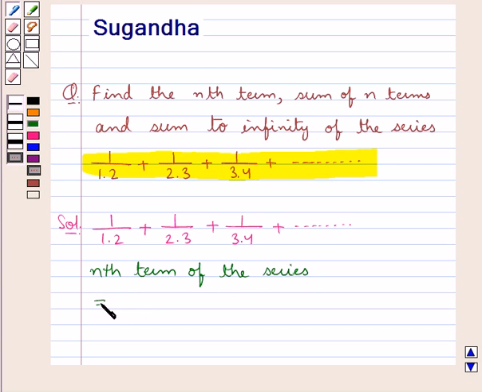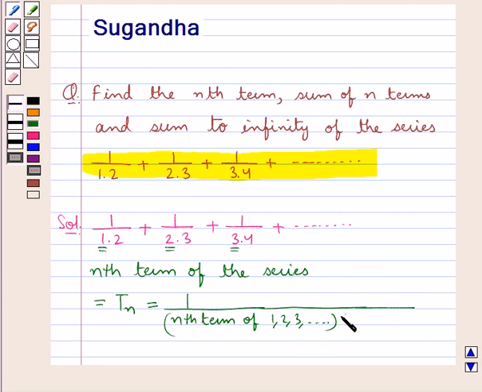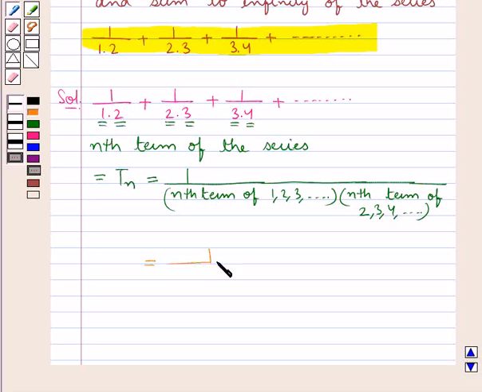of the series is given by Tn, and this would be equal to 1 upon nth term of 1, 2, 3 and so on, this into nth term of 2, 3, 4 and so on. Now, the nth term of 1, 2, 3 and so on would be n, and nth term of 2, 3, 4 and so on would be n plus 1. So here we have Tn is equal to 1 upon n into n plus 1 the whole.